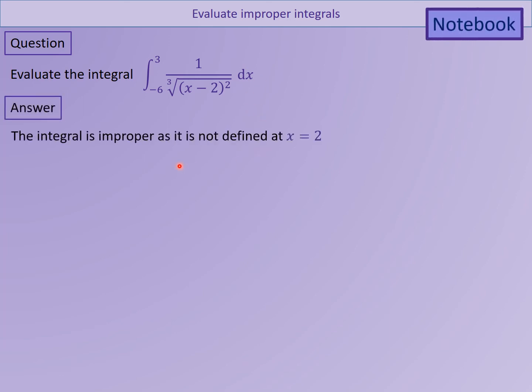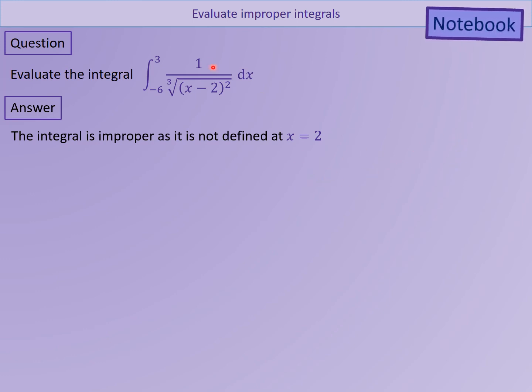So the first thing I want to do is just make a note of that for the examiner and say, look, I can see the issue. The issue is x equals 2 is undefined. So therefore, that's where I'm going to have to use improper integral skills. What do you do then? Well, if you imagine that x equals 2, just there is your asymptote, we can't define x equals 2. But we do need to work up to number 3 and down to -6.